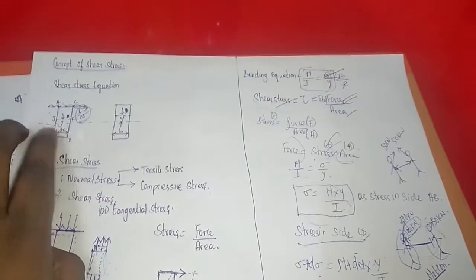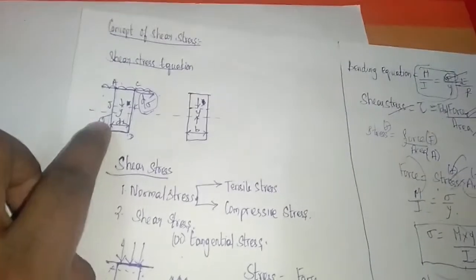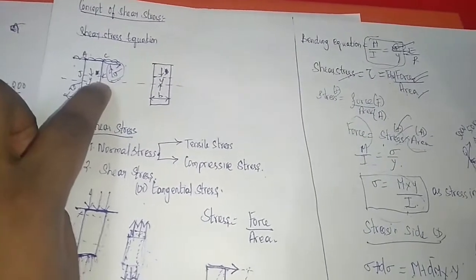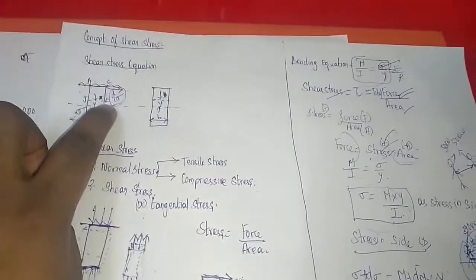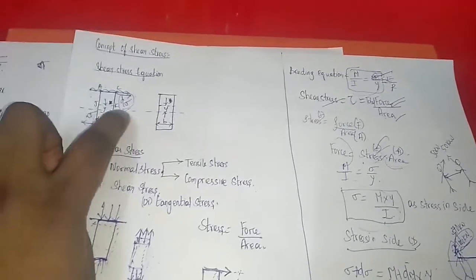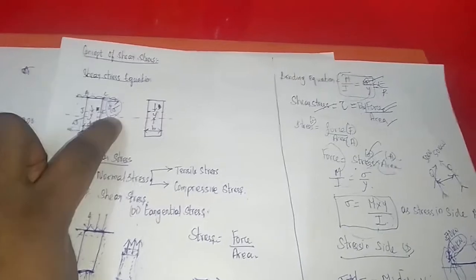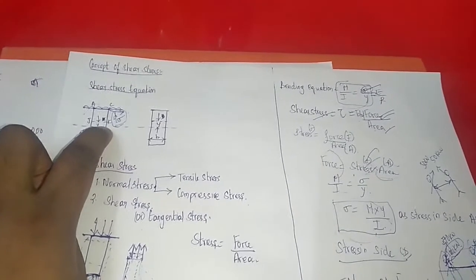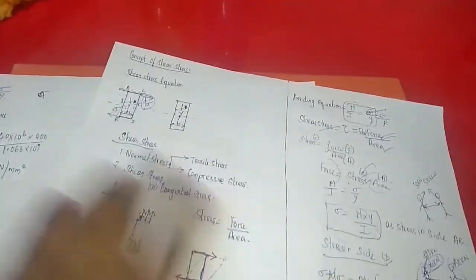So immediately what will happen? These two forces are not equal. On this side sigma is equal to M into y by I, and on this side sigma plus d sigma is equal to M plus dM into y by I. So both forces are not equal, that is unequal. That means what force is acting? Unbalanced force is acting. So for that only I gave this much example. Due to unbalanced force, we have to calculate that unbalanced force. How we will calculate is, we will subtract the forces that we got.